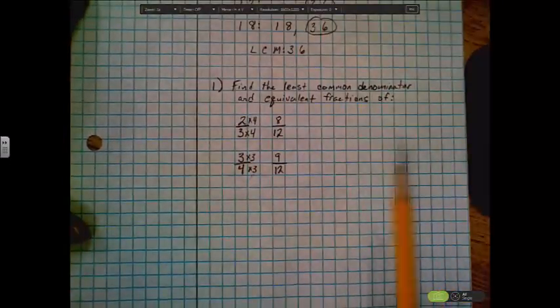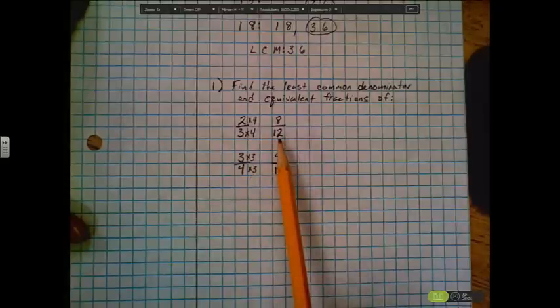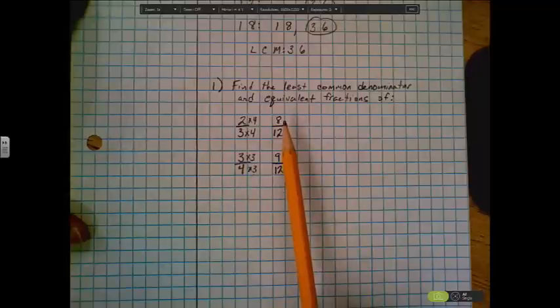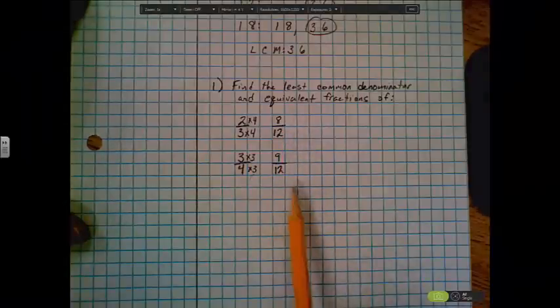And so it asks for the common denominator. The common denominator is 12. And it asks for the equivalent fractions. And the equivalent fractions are 8/12 and 9/12.